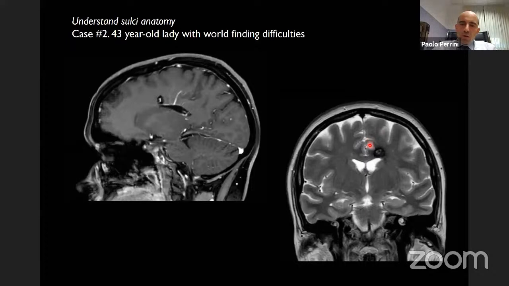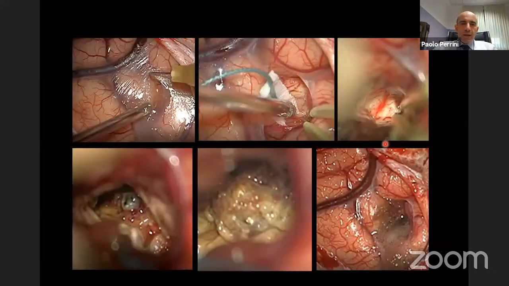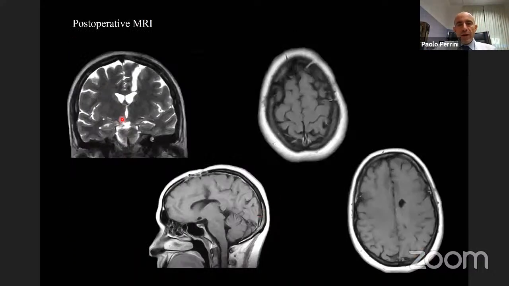So this lesion is close to the superior frontal sulcus. So what I did is a small craniotomy centered on the posterior part of the superior frontal sulcus at the level of the superior frontal gyrus. I opened the arachnoid, I dissected the sulcus, and at the base of the sulcus I did a small cortisectomy that allowed the exposure of the cavernous malformation that was removed completely. And this is the postoperative MRI that demonstrates expansion of the sulcus, but the cortex was almost normal, like you can see in these axial images.